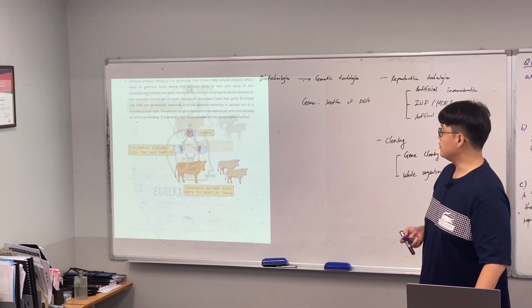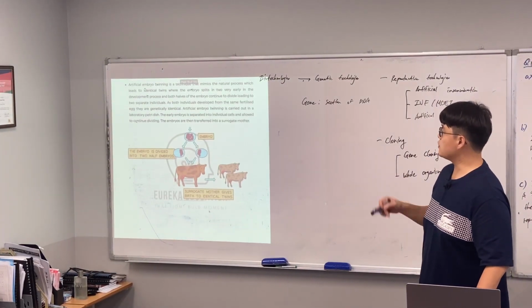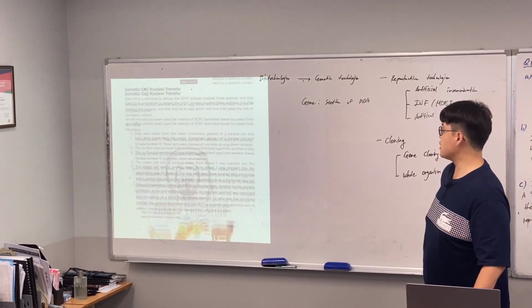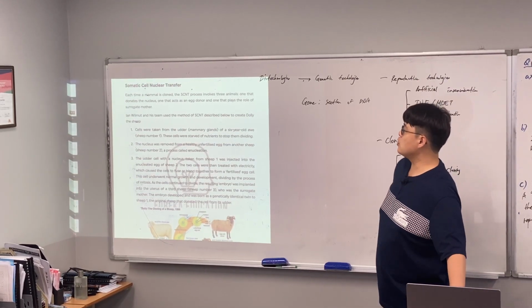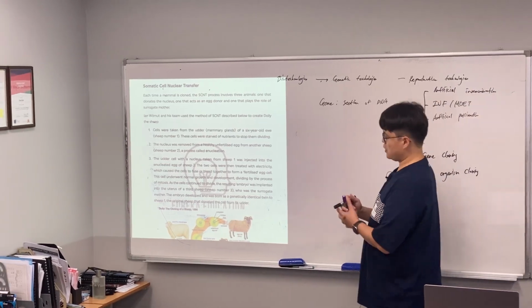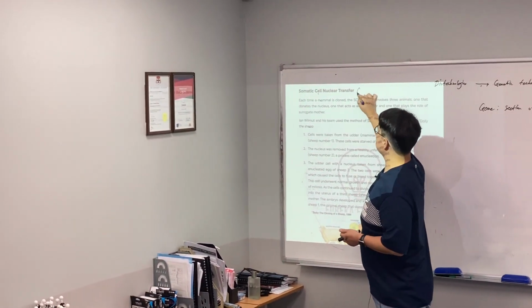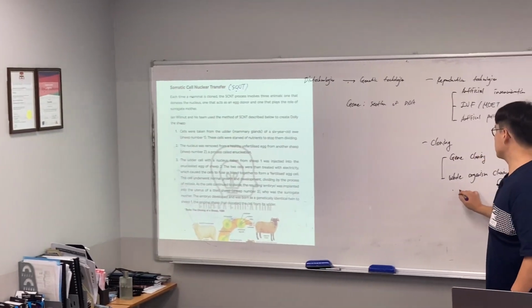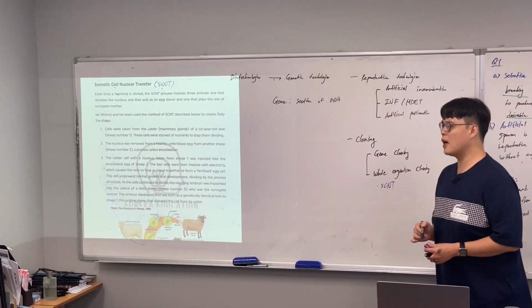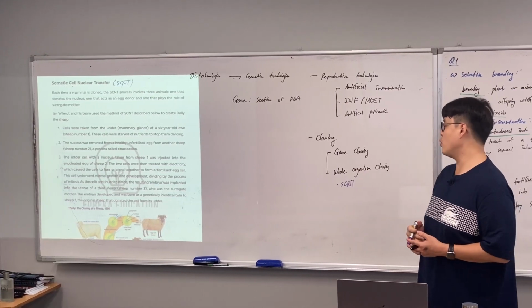Okay, now that's one of the techniques for whole organism cloning. The second is something more common, known as somatic cell nuclear transfer, in short SCNT. So the SCNT is a part of that. This is more common, a type of whole organism cloning.